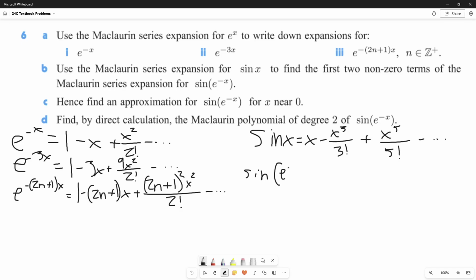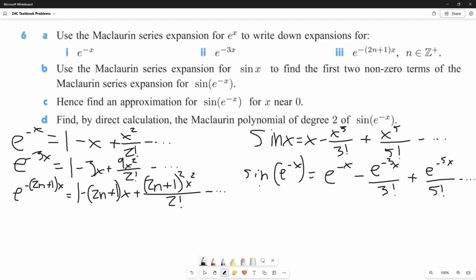So sine of e to the negative x is equal to e to the negative x minus e to the negative 3x over 3 factorial, plus e to the negative 5x over 5 factorial, and so on. And we can replace these e to the negative x, e to the negative 3x, and e to the negative 5x with formulas for the Maclaurin series that we found in part A. And as you notice, as each term progresses, they follow the pattern of negative (2n plus 1) x, such that n is an integer.